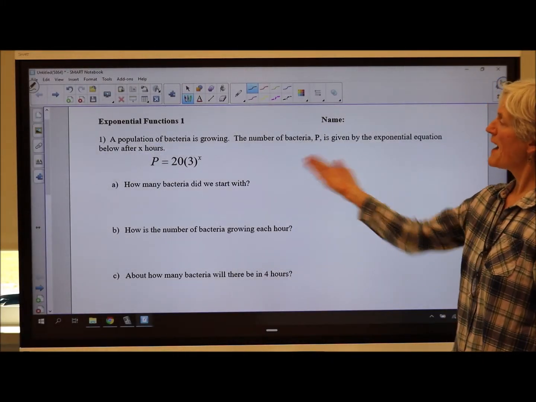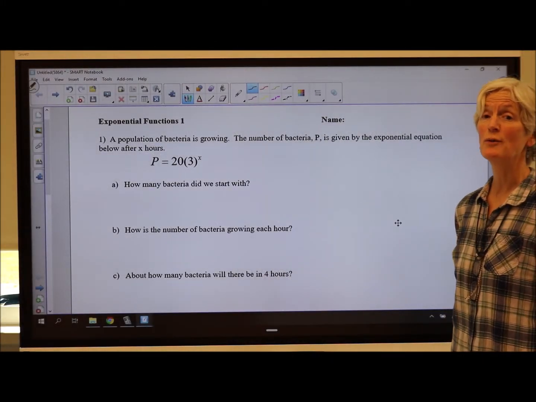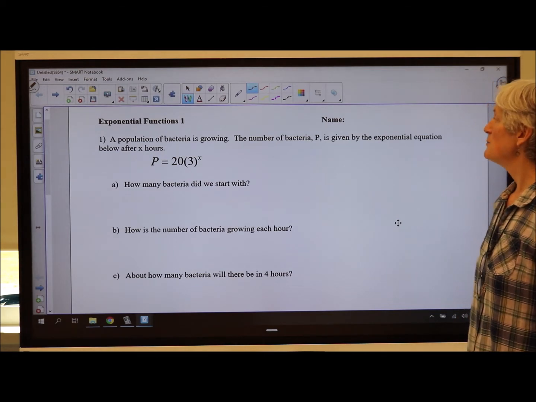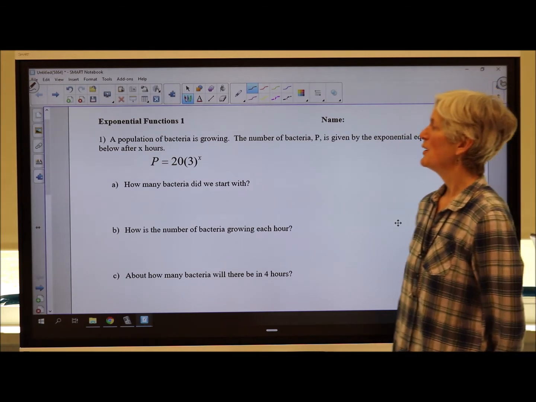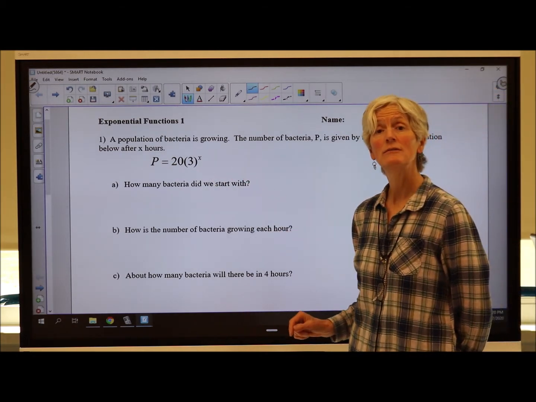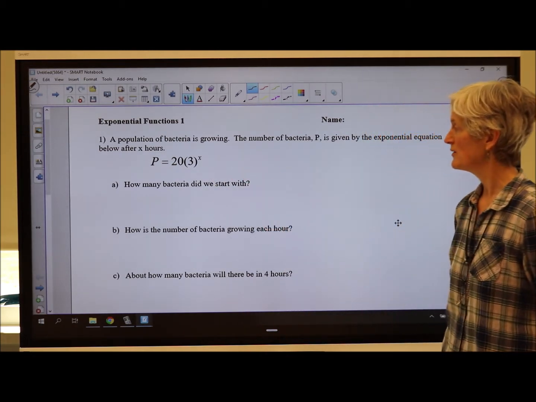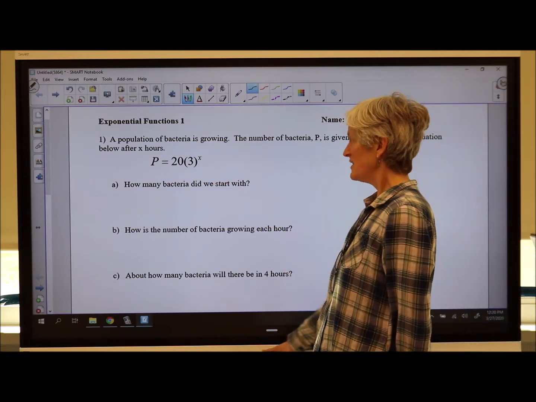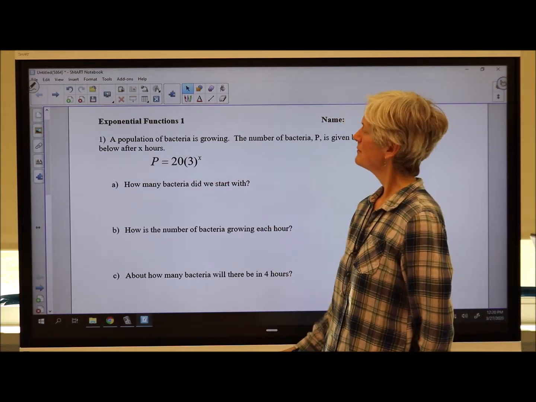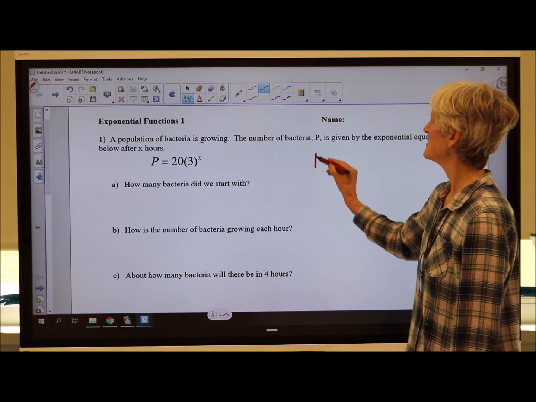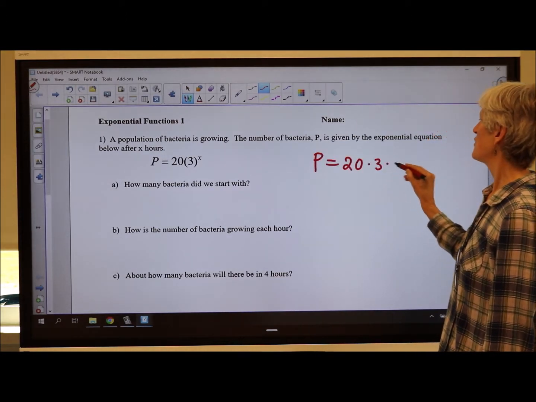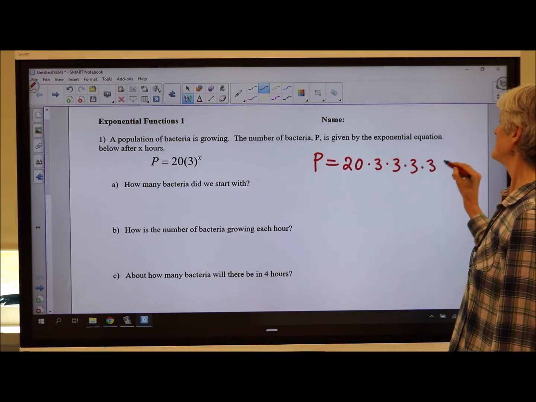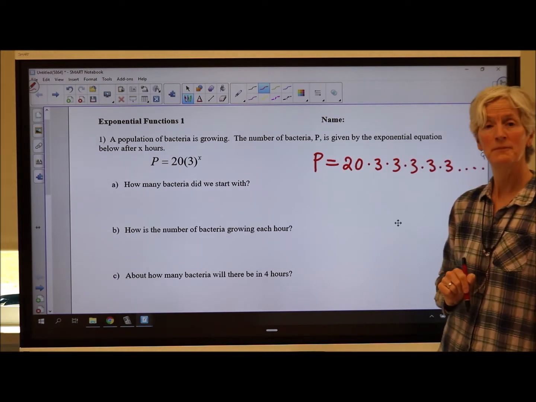Together. A population of bacteria is growing. The number of bacteria, P, is given by the exponential function below after x hours. So x is measured in hours. How many bacteria did we start with? Well, let's think about what this really means. This really means I'm taking 20 and I'm multiplying it by a 3, a whole bunch of times, x times.